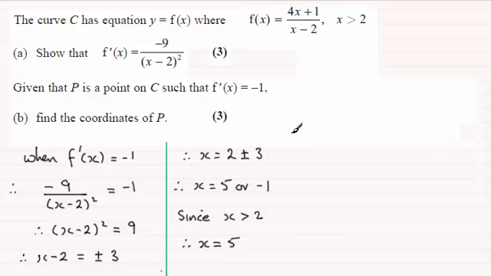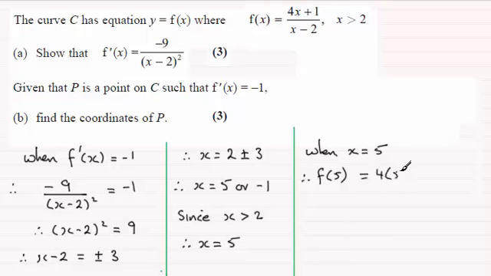So now that we've got x equals 5, we can work out what the corresponding y value would be just by doing f of 5. So, therefore, f of 5 would equal 4 times 5 plus 1, and that's all divided by 5 minus 2. So in other words, we've got 21 divided by 3, and that's going to be 7. So that means that therefore the point P has coordinates 5, 7.